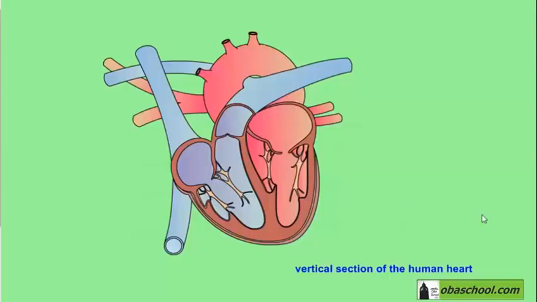Now we're going to look at a vertical section of the human heart, which means the heart is cut from top to bottom along its vertical axis. So we are looking at the inner half of it.